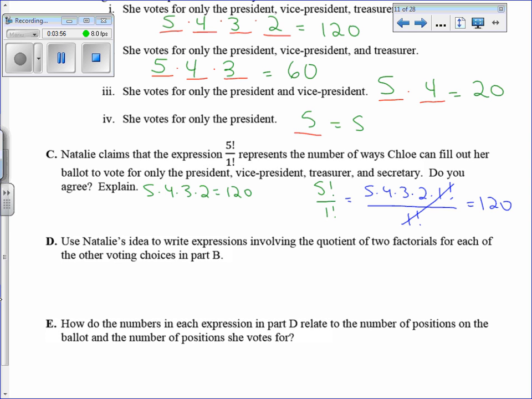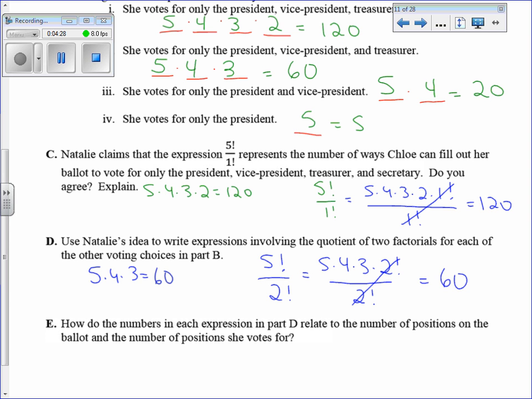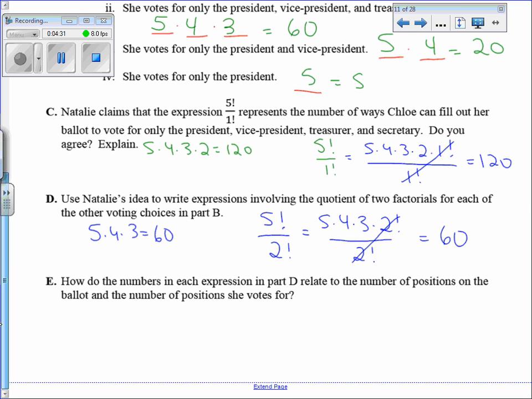So I might be able to do the same. So when I've got 3 positions to fill, or I'm going to vote for 3 positions, she had 5 times 4 times 3, which was 60. But what if I do 5 factorial divided by 2 factorial? I'm taking the total number of people there are, and I'm dividing out the number of people she's not voting for. So this would be 5 times 4 times 3 times 2 factorial divided by 2 factorial. And those cancel, and multiply them. So maybe they might work the same.